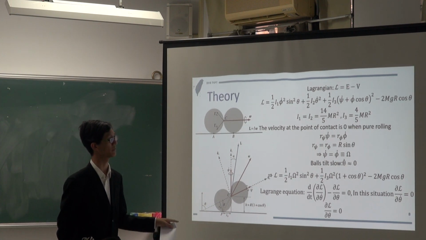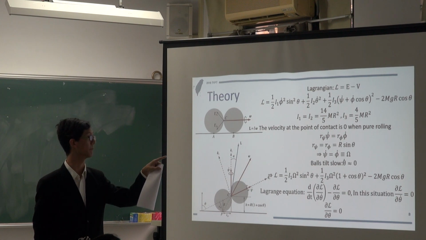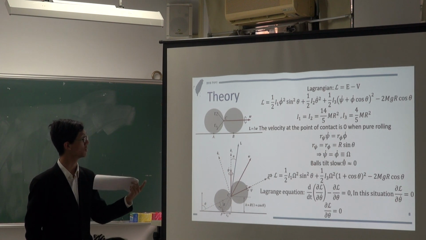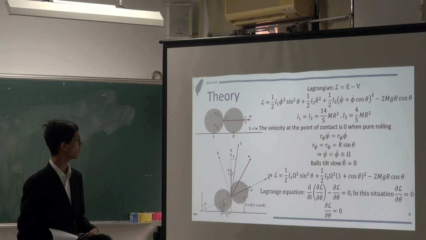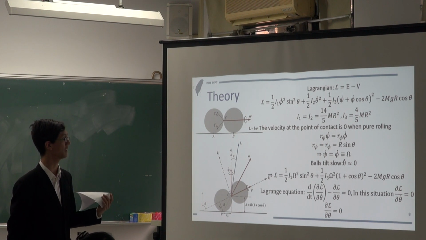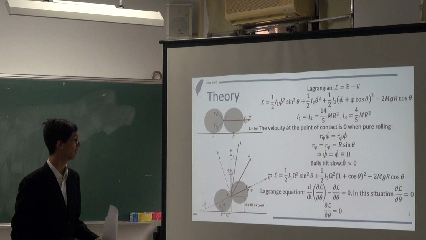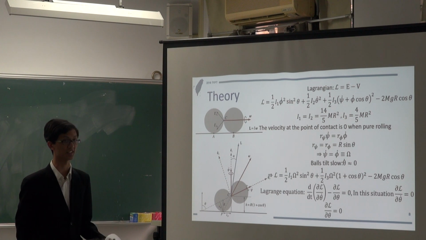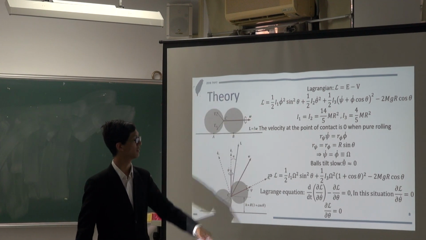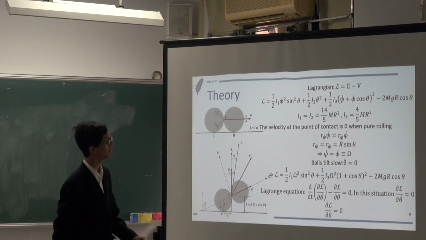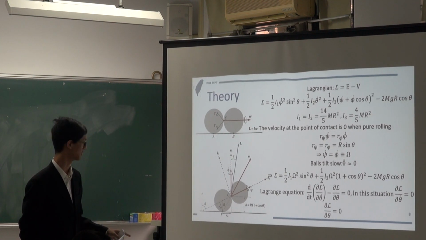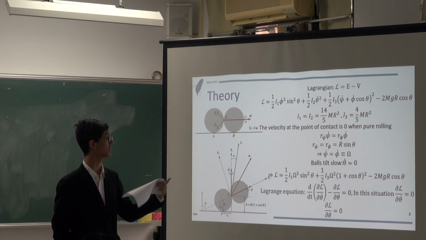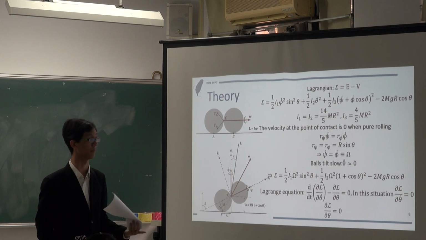And because we use two of the same steel balls, the M is the same. And then we calculate it. We can calculate the rotating inertia of 1, 2, and 3. And because the velocity at the point of contact is 0 when it is pure rolling, the psi dot and phi dot are the same, and we can get this equation over here. Through this we can know that the ball spins slowly, so theta dot is close to 0. Because the two dots are the same, we define it as omega.